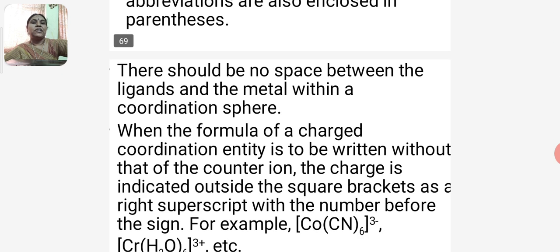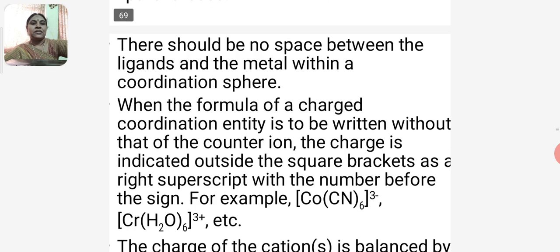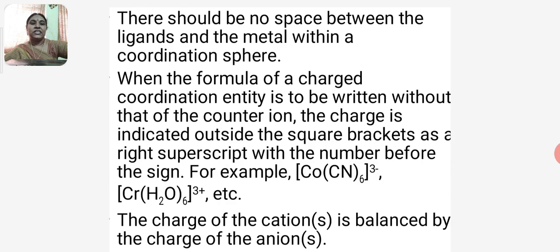There should be no space between ligands and the metal ion within the coordination sphere. When the formula of a charged coordination entity is to be written without that of the counter ion, the charge is indicated outside the square brackets as a right superscript with the number before the sign. For example, in this coordination entity, it is an anionic complex and it carries a charge 3 minus. So, you can see here CN taken 6 times enclosed in the parentheses. We are writing 3 minus, the charge of the complex ion, at the right top corner as a superscript.